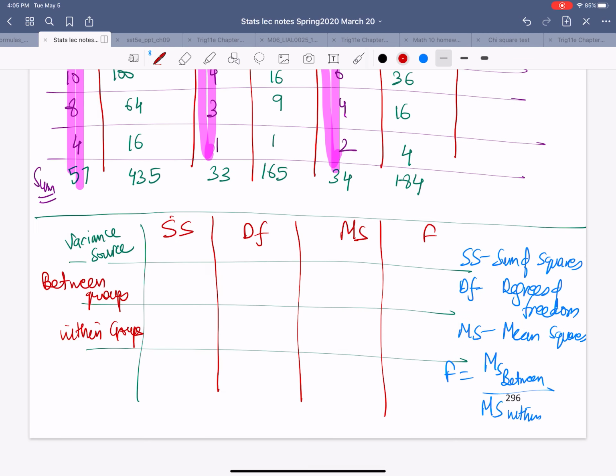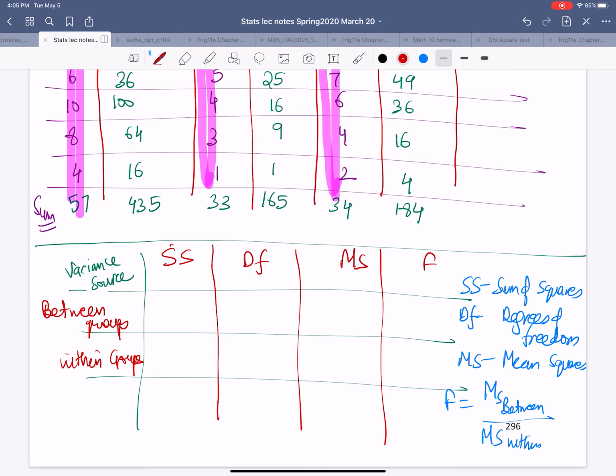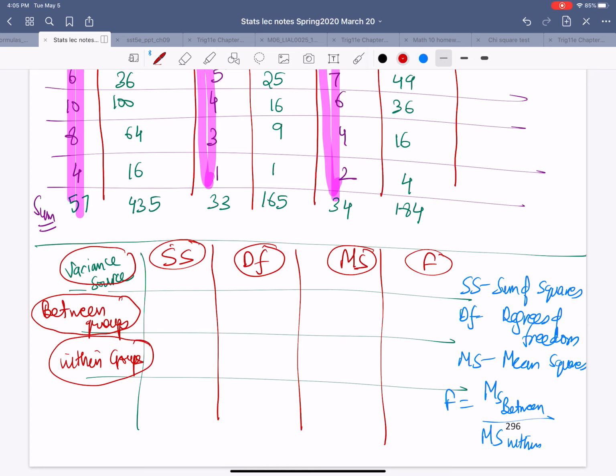All right, so let's go ahead and look at this. This is the table we're going to come up with: variance source, sum of squares, degrees of freedom, mean squares, F ratio. And we have between groups here and within groups. So SS stands for sum of squares. The F ratio is calculated by doing mean square between divided by mean square within.